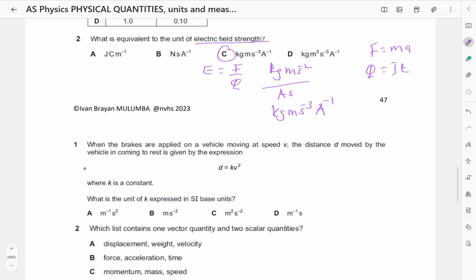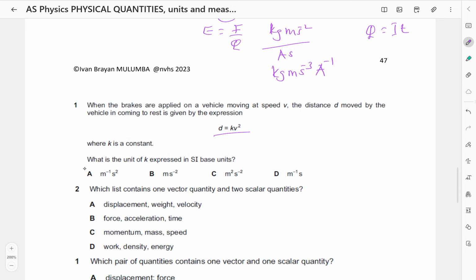When the brakes are applied on a vehicle moving at a speed v, the distance d moved by the vehicle in coming to rest is given by the expression d equals k v squared, where k is a constant. What is the unit of k expressed in SI base units? So v is speed, which is in meters per second, d is distance, which is in meters.